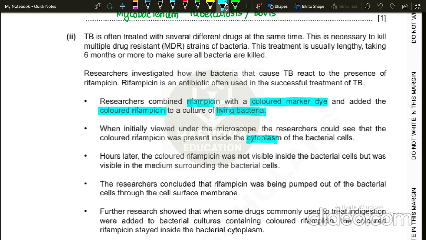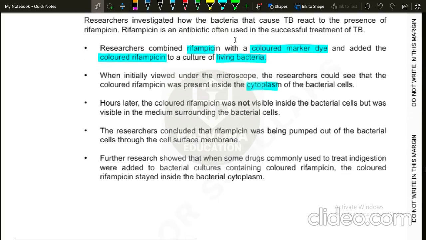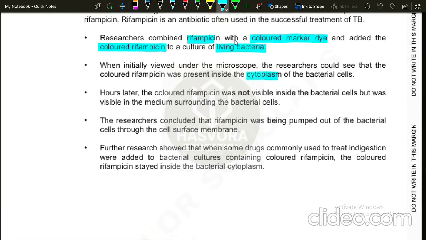This means that the antibiotic has penetrated the body of the bacteria into the cytoplasm. Hours later, the colored rifampicin was not visible inside the bacterial cell but was visible in the medium surrounding the bacterial cells. This means that it has been excreted out by the bacterial cells, because this is how it develops this resistance. So it uses its membrane pumps to kick out the antibiotic.